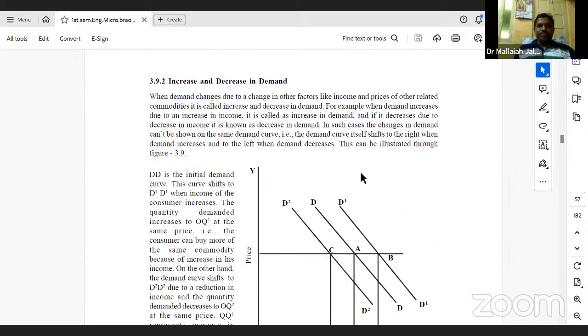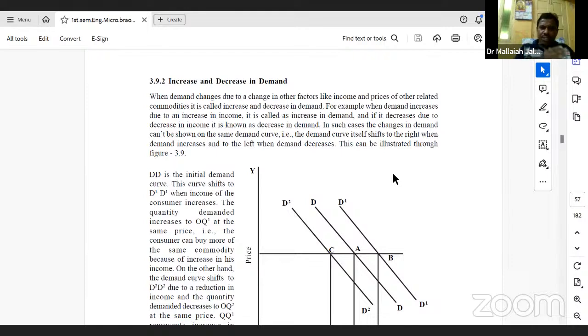That is one side. Then there is increase and decrease in the demand. This is when the demand changes due to changes in other factors. As I said, other factors can influence the demand. It may be income, it may be other commodities' prices, it may be tastes and preferences.